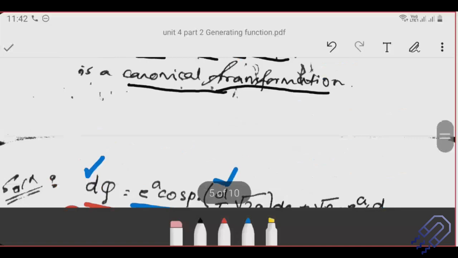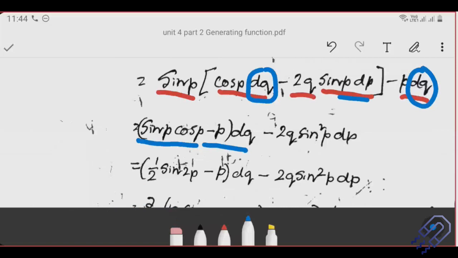And then what about the second term? Second term we have got root 2q into root 2q, so this will be 2q. And then we have got sin p dp, sin p dp. We have this minus of p dq. Now I think the next step is quite obvious. We'll combine all the dq terms. Here is one dq and here is one more dq together. So it will be sine p cos p dq minus p dq, and then this term will be there. So it will be 2q sine square p dp.